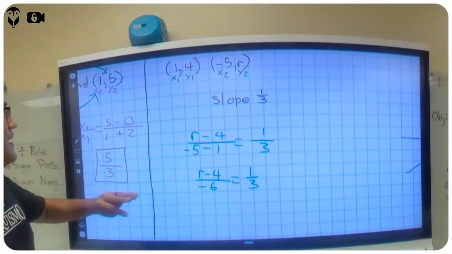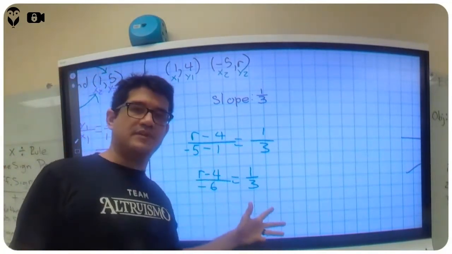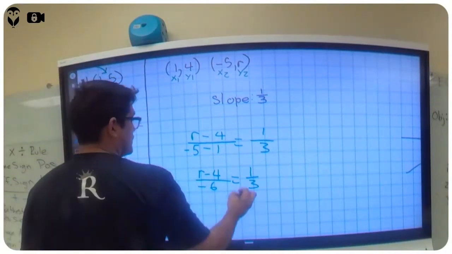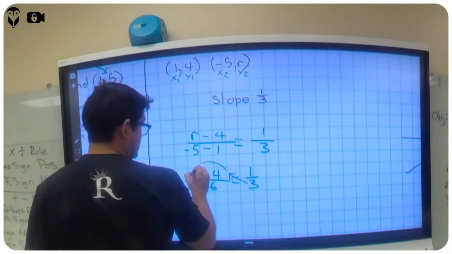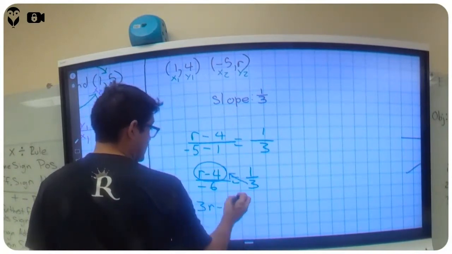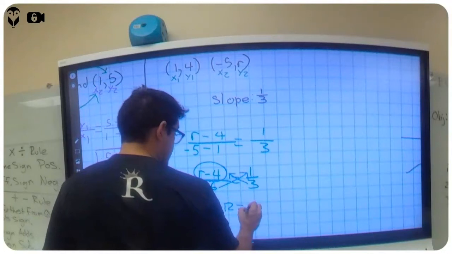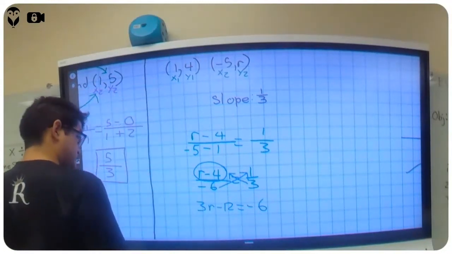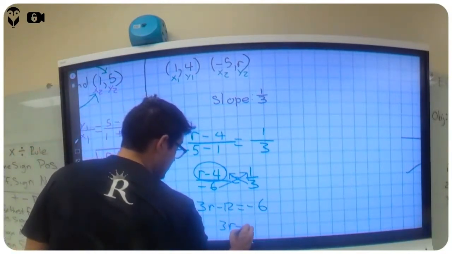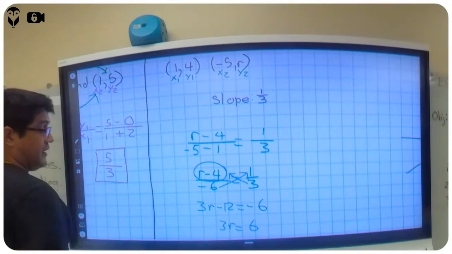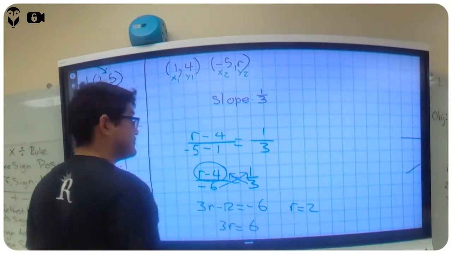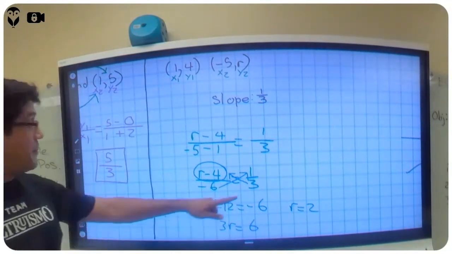So how can we solve this? There are 2 fractions and an equal sign in between. We already know how to solve this. You cross multiply. So it's going to be 3 times all of this, so 3r minus 12 equals negative 6 times 1, negative 6. Add 12 to both sides. You're left with 3r equals positive 6. And then divide by 3 on both sides. r equals 2.